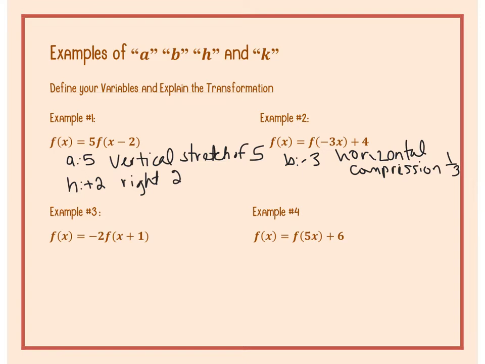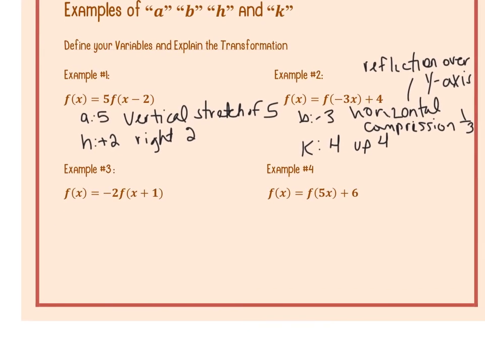The 4 comes after the parentheses, so that is a K value. When K is 4, it goes up 4. Now I did forget one thing for the B. When B is negative, what else is happening? It causes a reflection over the y-axis. Okay, that's example 1 and 2. Let's look at example 3.